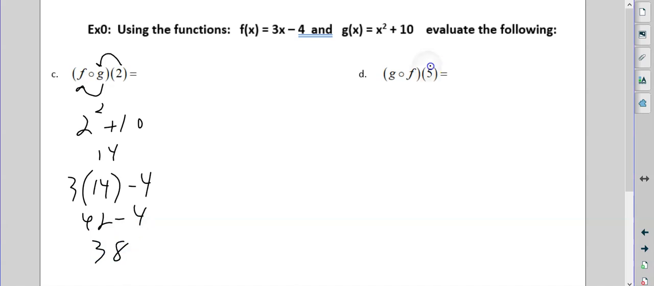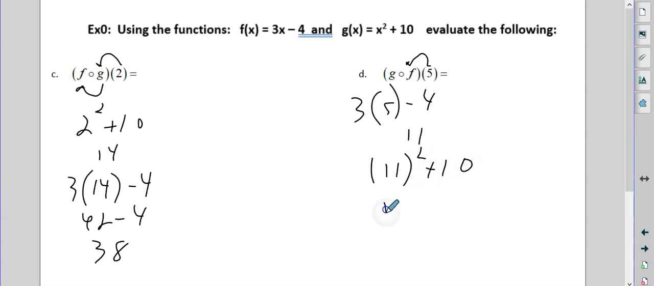Now again, we're going to plug this time 5 into f. So 3, take the x out, put a 5 in, minus 4, get a new number. 3 times 5 is 15, minus 4 is 11. And now this 11 we're going to plug into g. So we're going to take the x out, square it, plus 10. So that's 121 plus 10, which is 131.